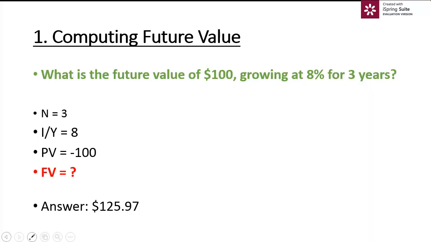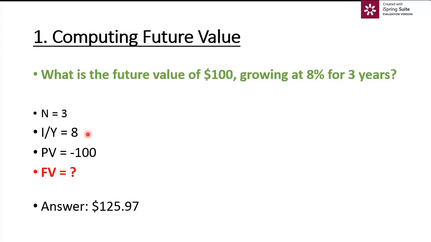Now let's do the first question. The question states, what is the future value of $100 growing at 8% for 3 years? Since it is saying 3 years, N will be 3. Interest rate IY will be 8 because it is growing at 8%. Present value PV will be minus 100.